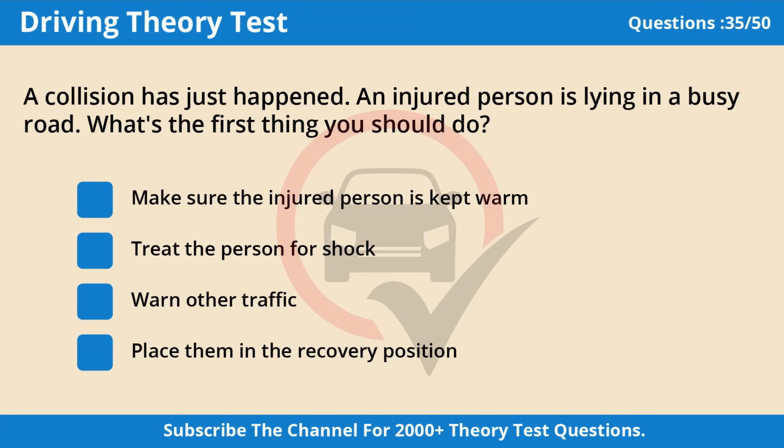Question 35. A collision has just happened. An injured person is lying in a busy road. What's the first thing you should do? A. Make sure the injured person is kept warm. B. Treat the person for shock. C. Warn other traffic. D. Place them in the recovery position.